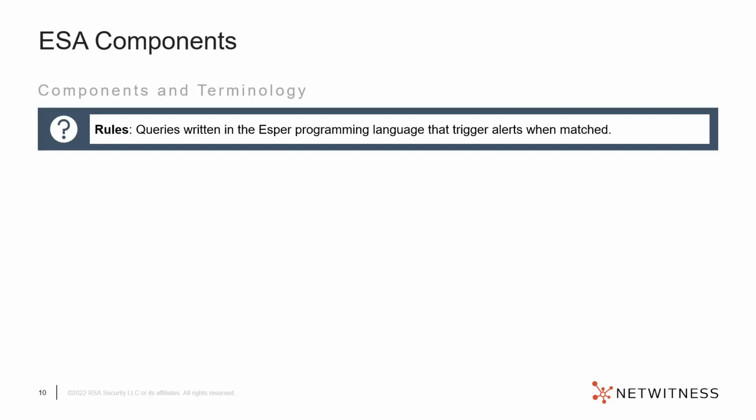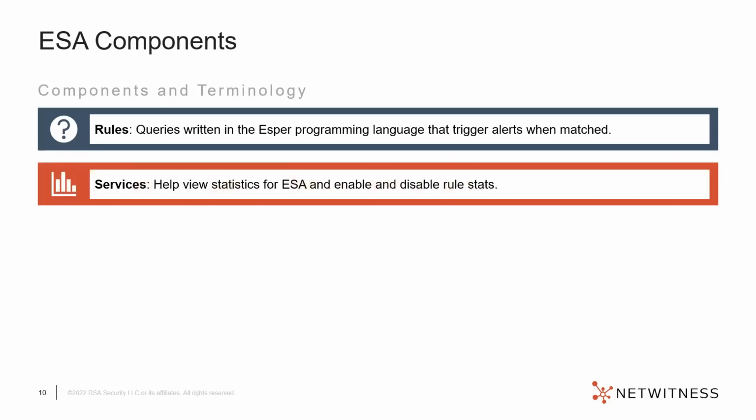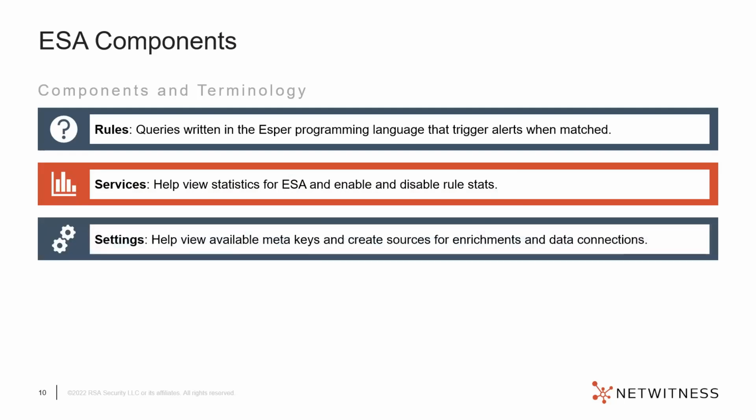The first component is rules, which are the queries written in the Esper programming language that trigger alerts when matched. These rules create alerts based on data in the NetWitness database using conditions or notifications or enrichments, or all of them. Then we have services, which help view statistics for ESA and enable and disable rule stats. We also have settings, which help view available meta keys and create sources for enrichments and data connections.